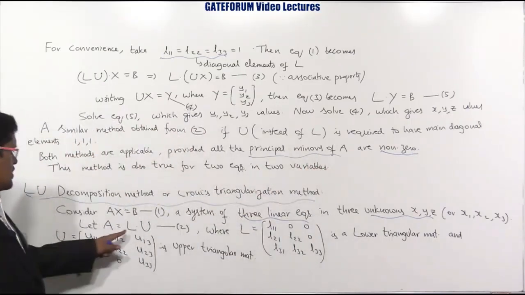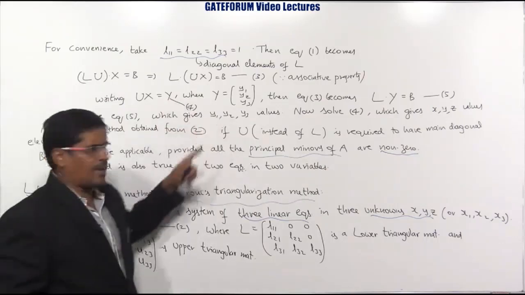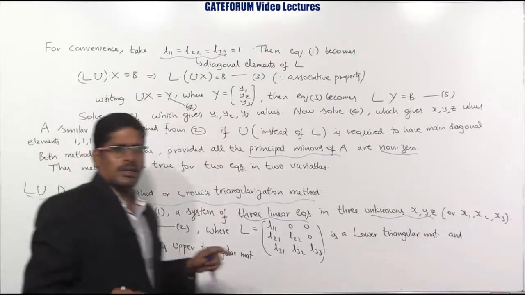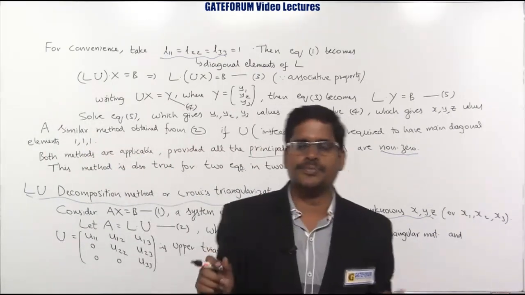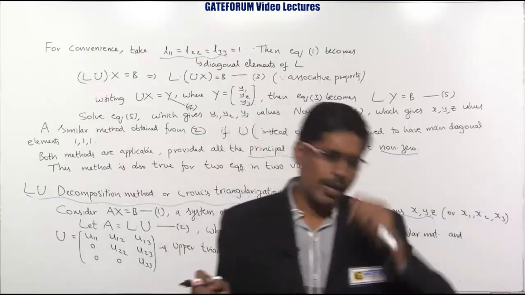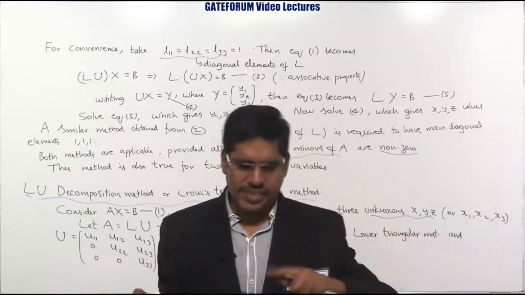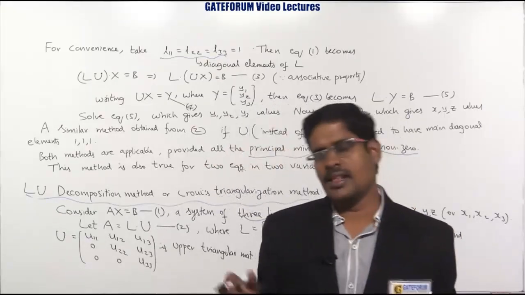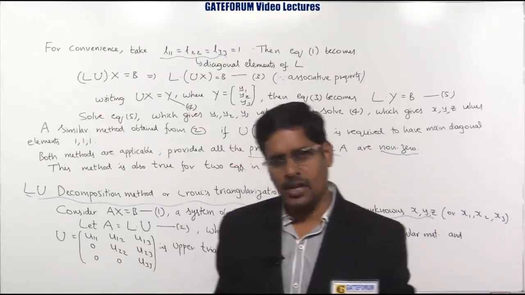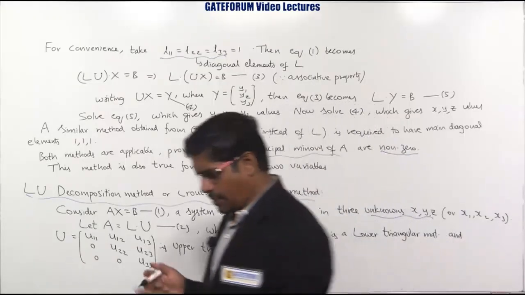Okay, take care, A is equal to LU. They never ask directly XYZ values. They provide some A matrix. Which of the following factorization of this A, L and U? Either they ask L or U or both. Depending on the options, you proceed further. Okay.